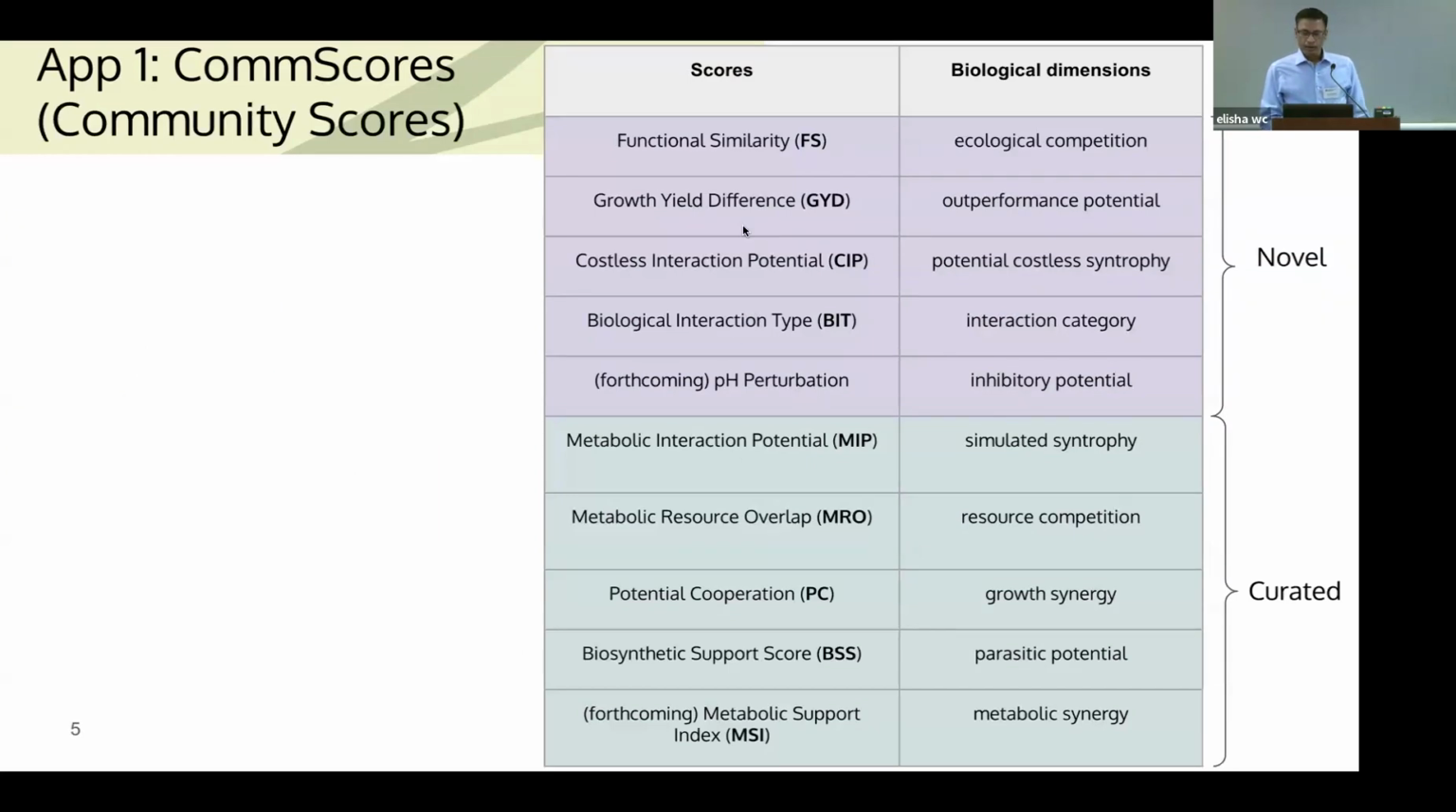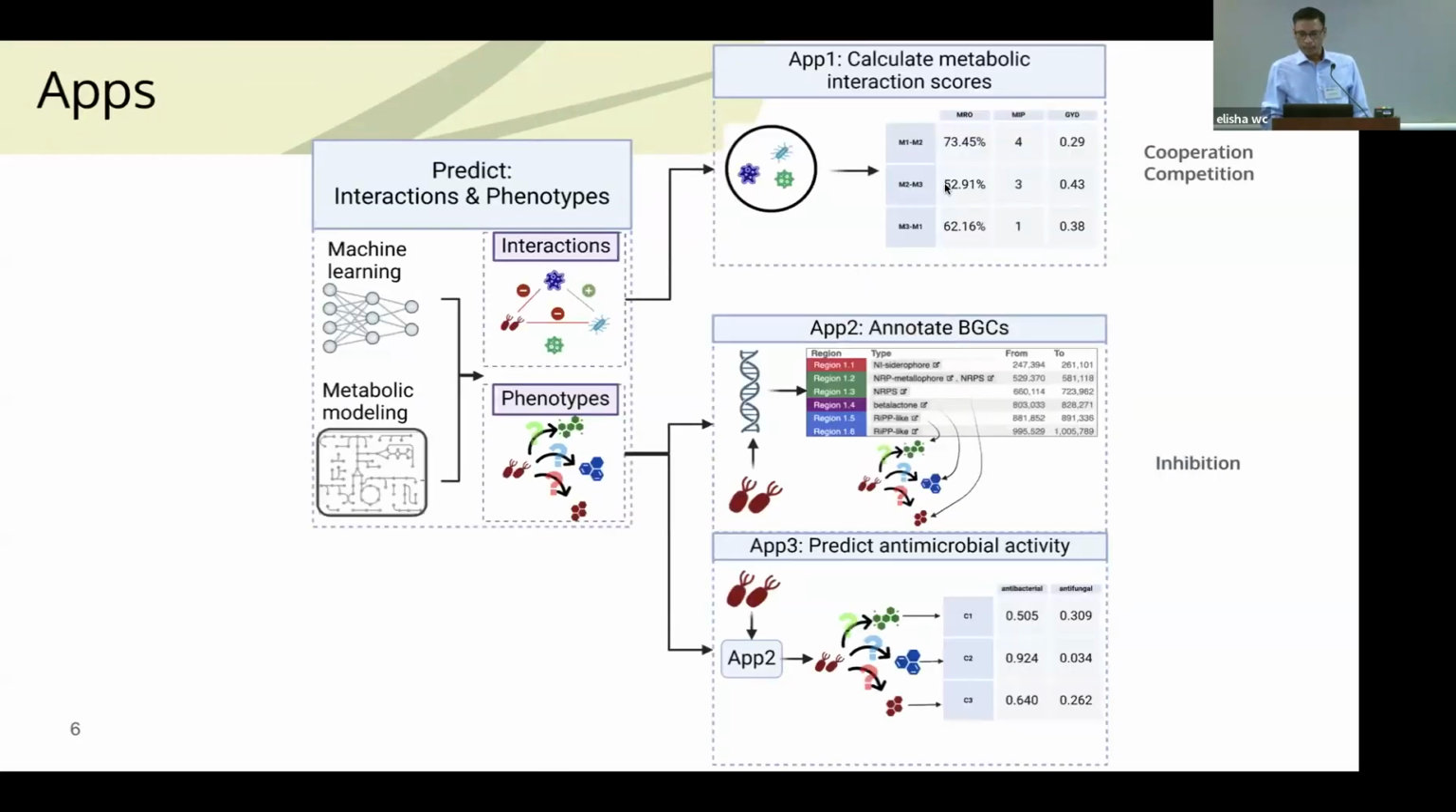There are several other scores, some of which are published and Andrew has curated and implemented as part of this effort. But then there are also several new scores that have been developed. The second app, annotated BGCs, Alexis and Dilip have been part of this effort, as well as predict antimicrobial activity.